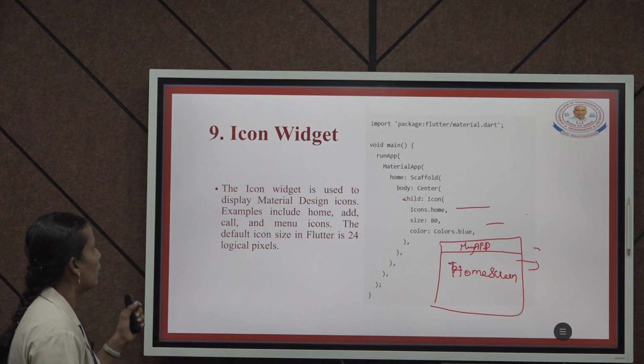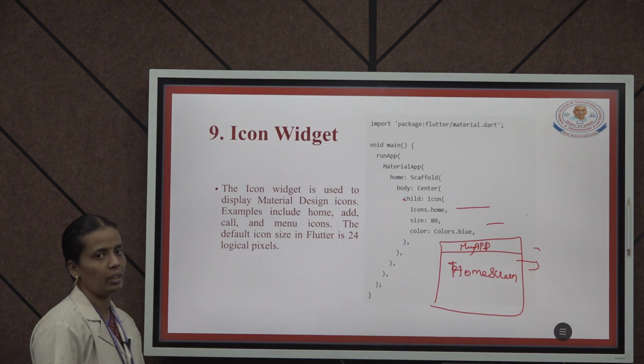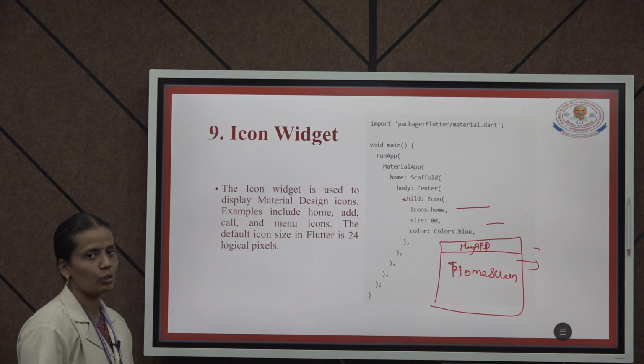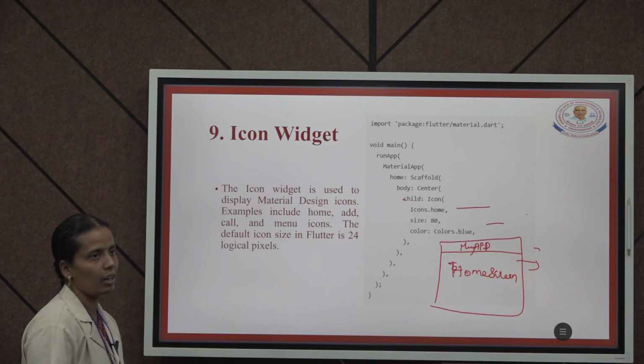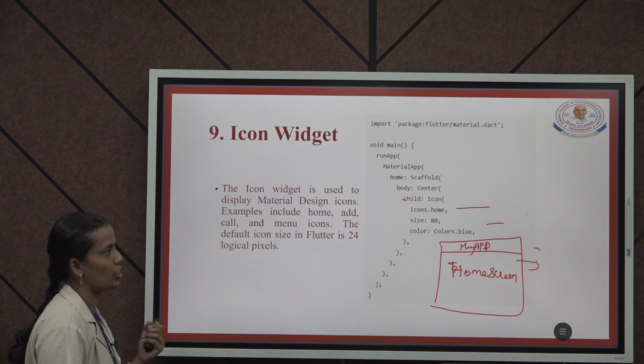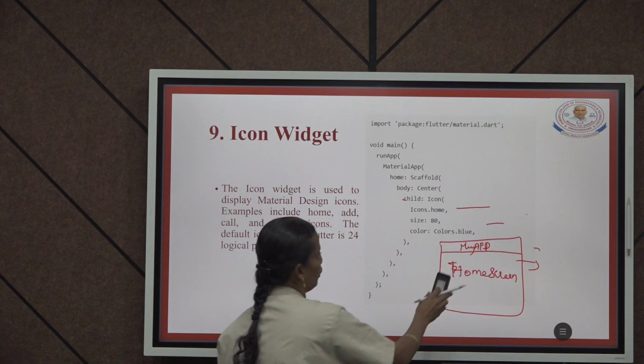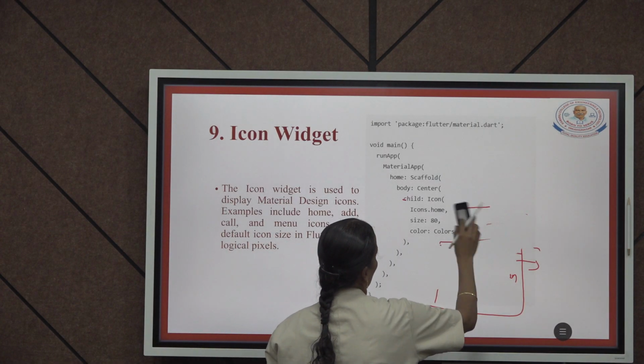Next, icon widget. The icon widget is used to display material design icons. Examples include home, add, call and menu icons. The default icon size in Flutter is 24 logical pixels. Here we have to use home icon.